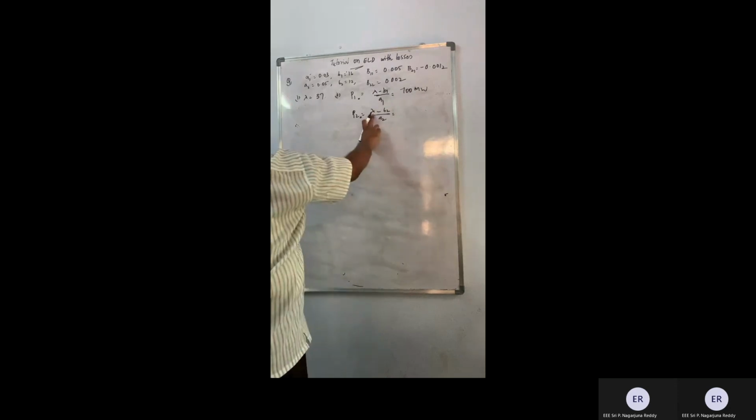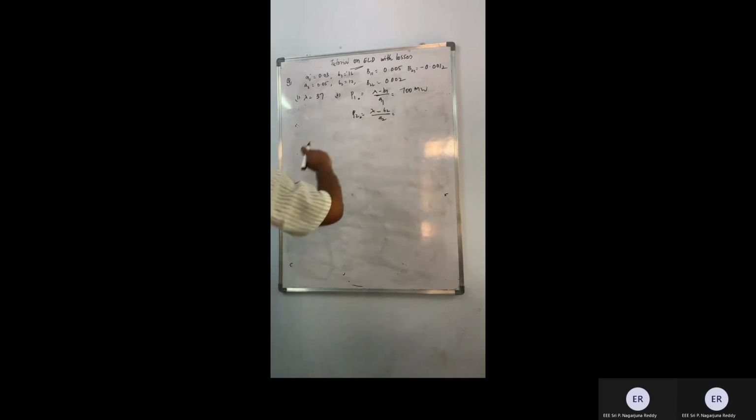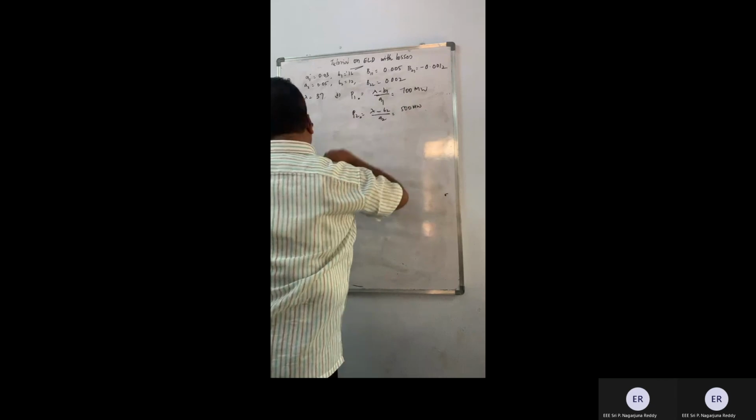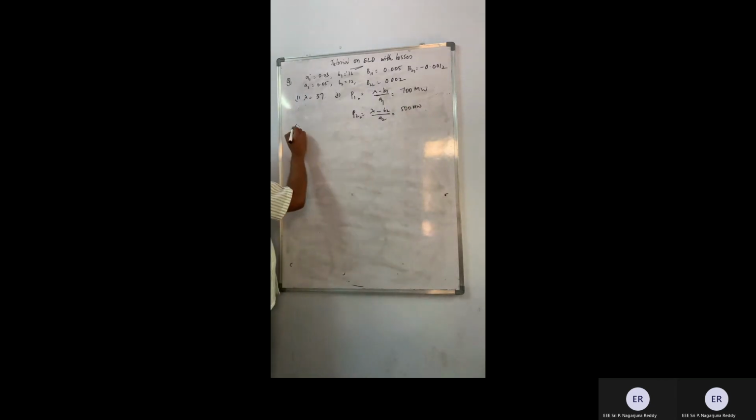Here it is 37 minus 12 by 0.05. So 37 minus 12 is 25 divided by 0.05. It is 500. This is going to be 500. So now I have got the initial values of P1 and P2.